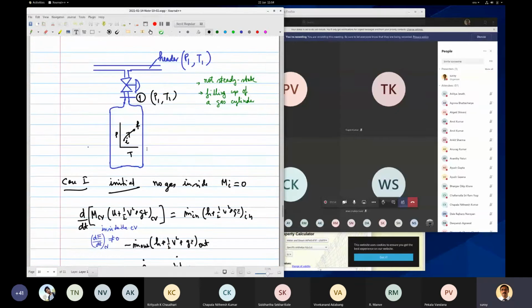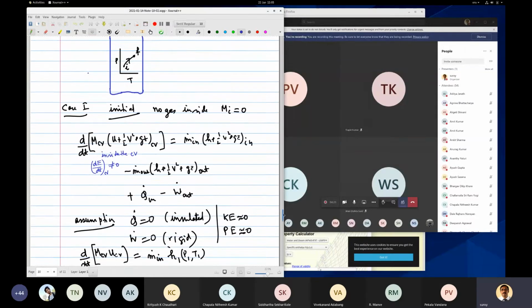the filling up of a bottle. So this is the header through which some gas is coming, and this is the valve. So here the pressure is higher on the header and it is lower here. Initially, there is no mass inside.